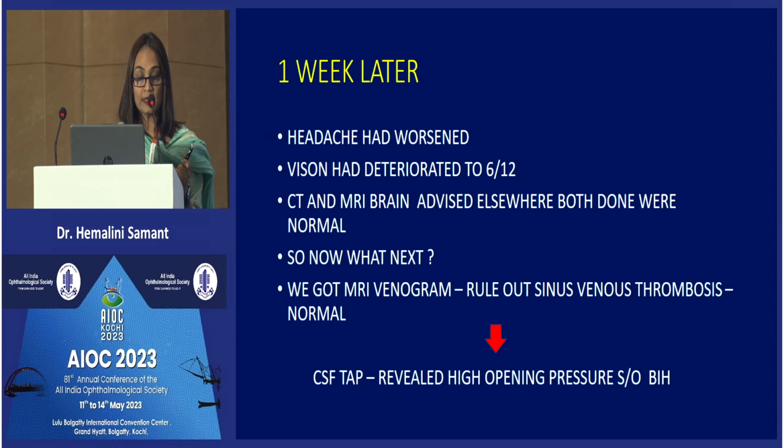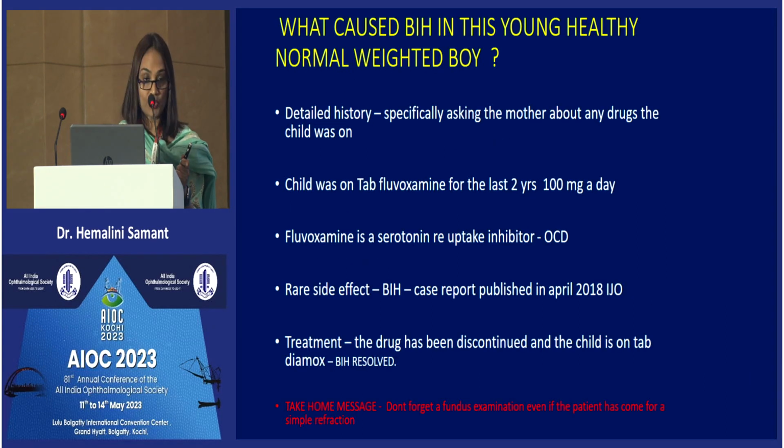So now what next? When you see disc edema with an increased blind spot, you don't stop at the MRI, get the MRI venogram to rule out a sinus venous thrombosis. That was also normal. So then we got a CSF tap done, which revealed a high opening pressure. So this child had benign intracranial hypertension. Now, this child was not obese. So what really caused benign intracranial hypertension in a child under 12?